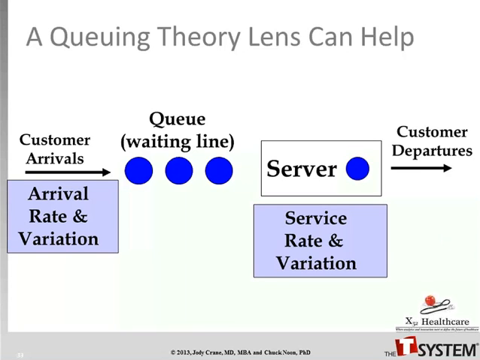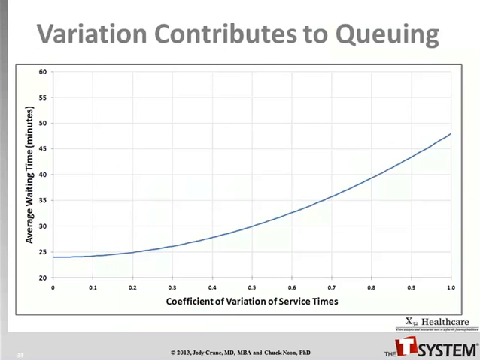So variation exists in several forms. So if I look at the variations on the arrival side, customer arrivals may, you may have 8 patients arrive one hour, 6 patients arrive the next hour, 12 patients arrive the next hour, and none arrive the next hour. And so that's an example of variation on the arrival side.